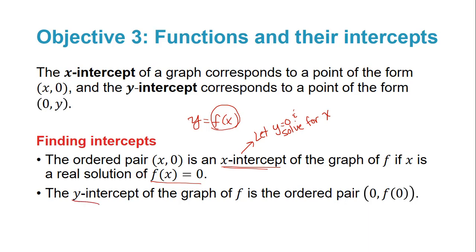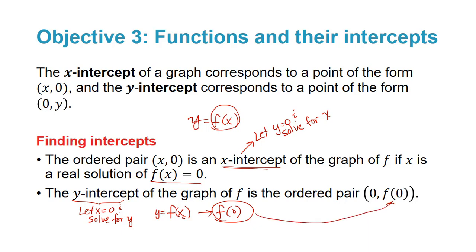The y-intercept, remember, we said we want to let x equal 0 and solve for y. So in this function notation, y equals f of x, when we let x equal 0, we're really going to find f of 0. And f of 0 is some y value. So the y-intercept of the graph of f is the ordered pair (0, f of 0). Sounds complicated. It really is applying the things that we've already learned, just using function notation.